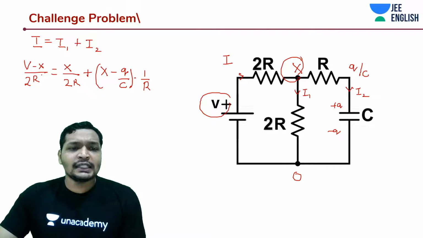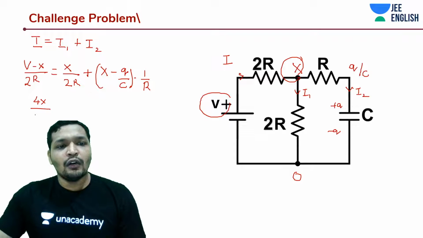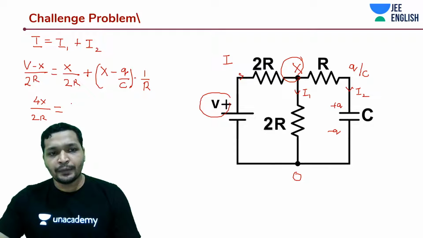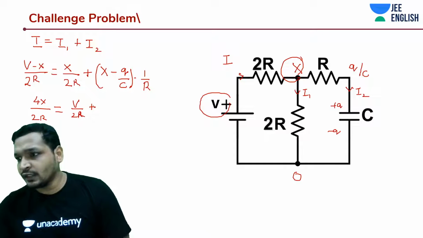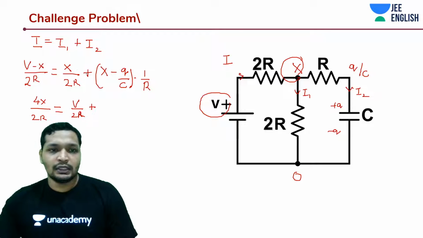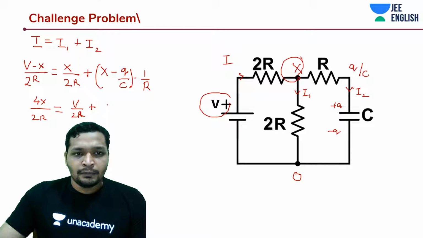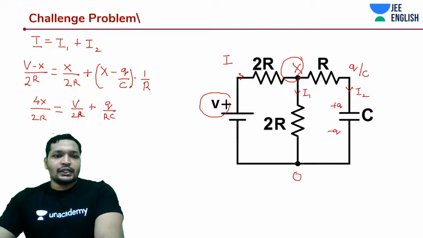We have to find out the value of x, and that is going to be 4x by 2r is equal to, how much is this? This is going to be v by 2r, right? V by 2r, and we have something like x by QC. Okay, just carry forward this equation and keep the value of x very safely. And V by 2r is what we have, x by 2r, 2x by 2r, 4x by 2r. Yes, that is all correct. Okay, 4x by 2r, and we have here plus q by rc. Don't forget the r. Okay, so yes, q by t.